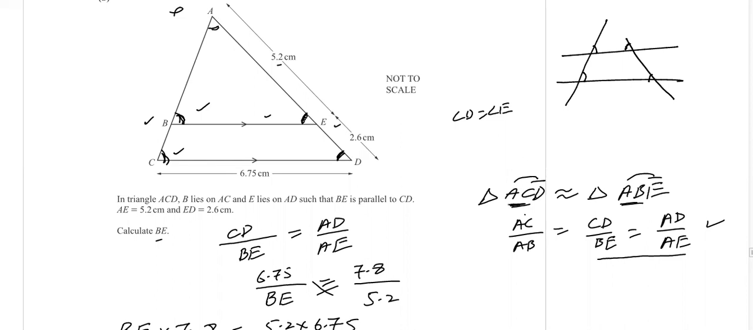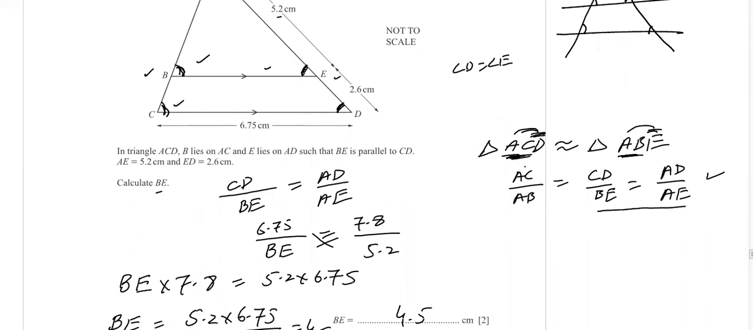So corresponding sides ratio will be equal. AC over AB will be equal to CD over BE will be equal to AD over AE. So these will be equal in that case. So it's simple.